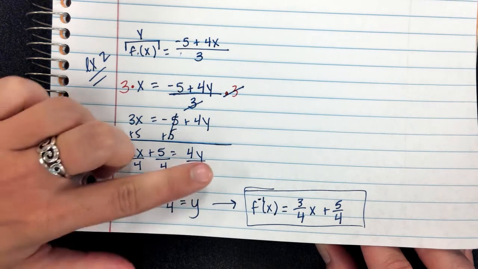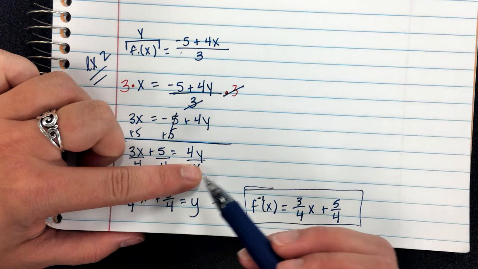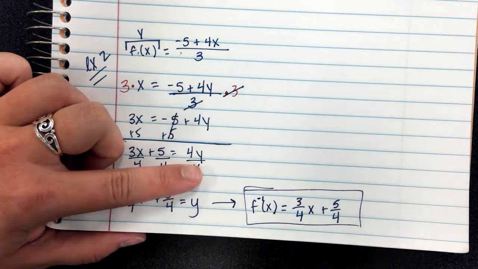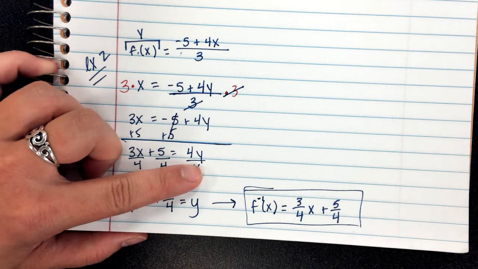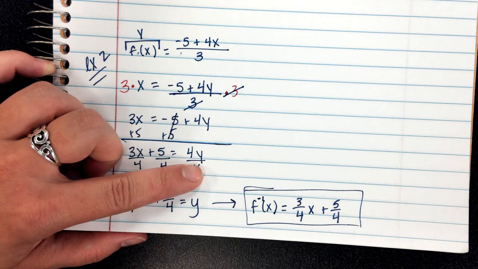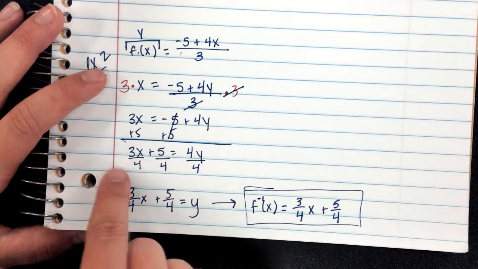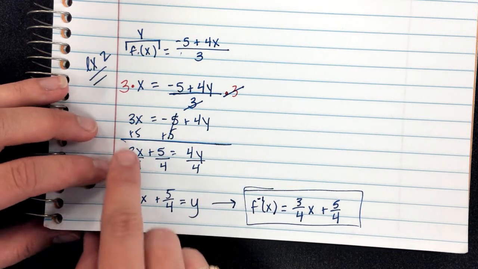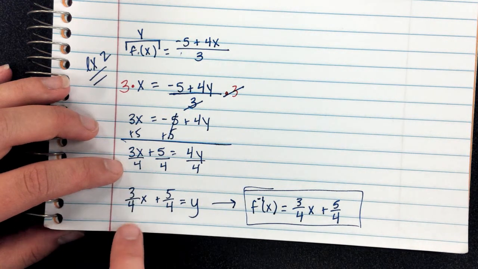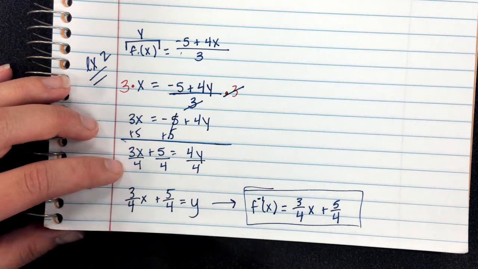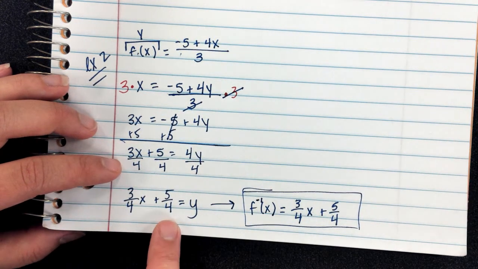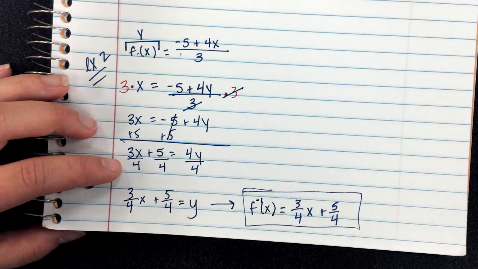Yeah. So what does 4y really mean? 4 times y. We have to undo that. So how do you undo times? By dividing, right? So I have to divide everything by 4. Can 3 be divided by 4? No. So it stays. Can 5 be divided by 4? No. So it stays. Okay, what if you can divide it by 4? Then you divide it.